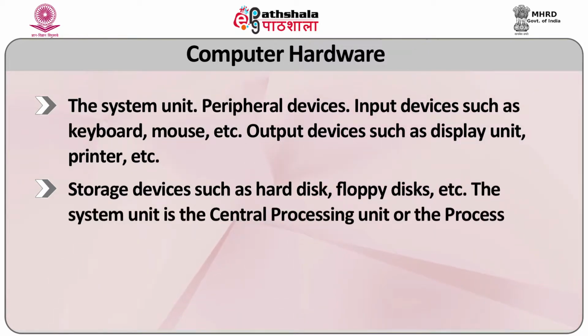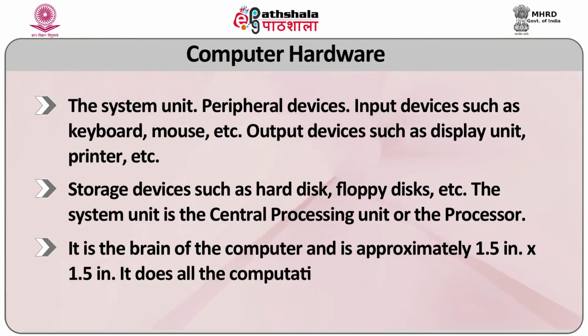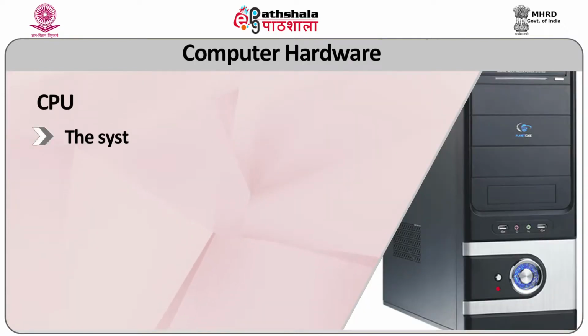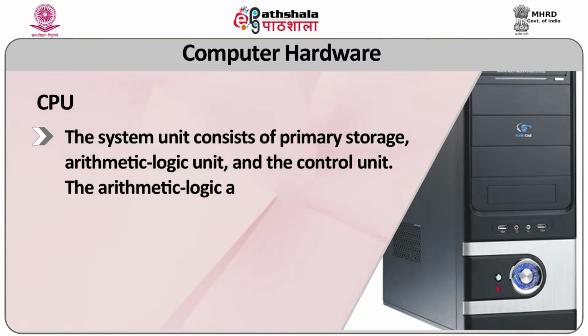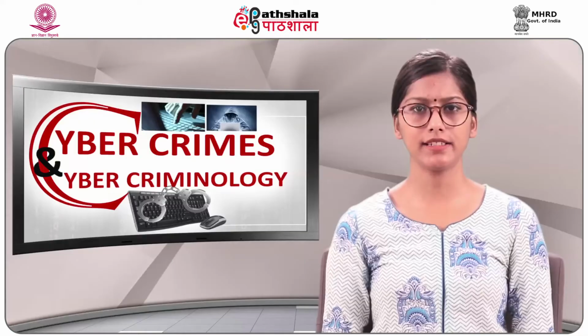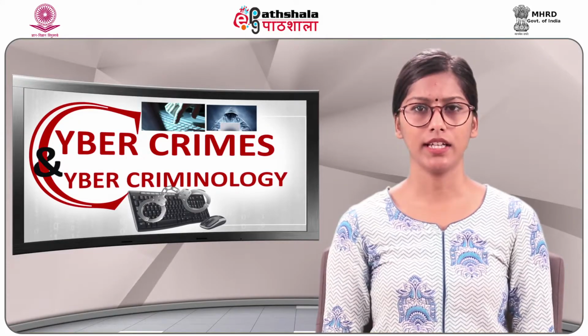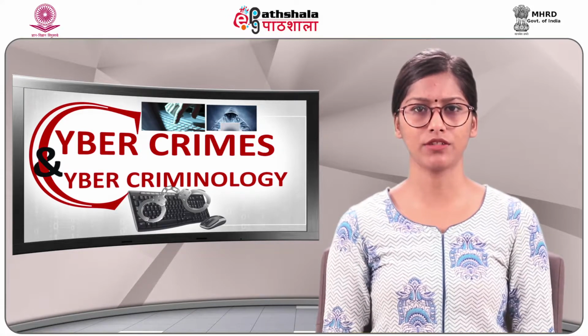The system unit is the central processing unit or the processor. It is the brain of the computer and is approximately 1.5 inch by 1.5 inch. It does all the computation work for the computer. The system unit consists of primary storage, arithmetic logic unit, and the control unit. The arithmetic logic and control sections together make up the central processing unit, that is CPU. It is a box-like structure of the computer. The box contains the power supply, storage device, hard disk and floppy drives, and the motherboard containing CPU and memory.